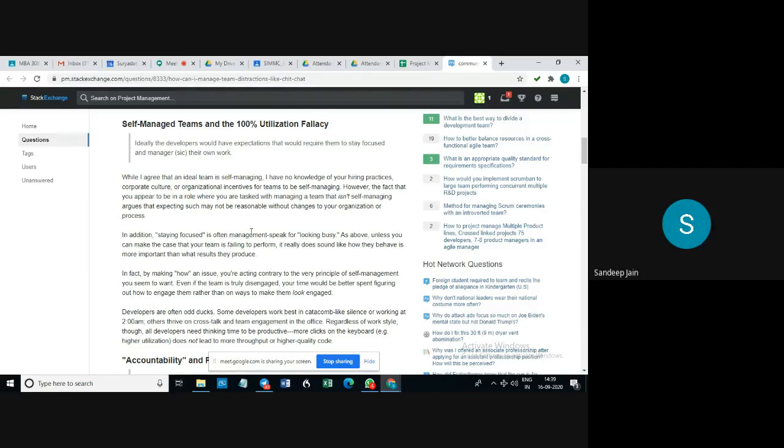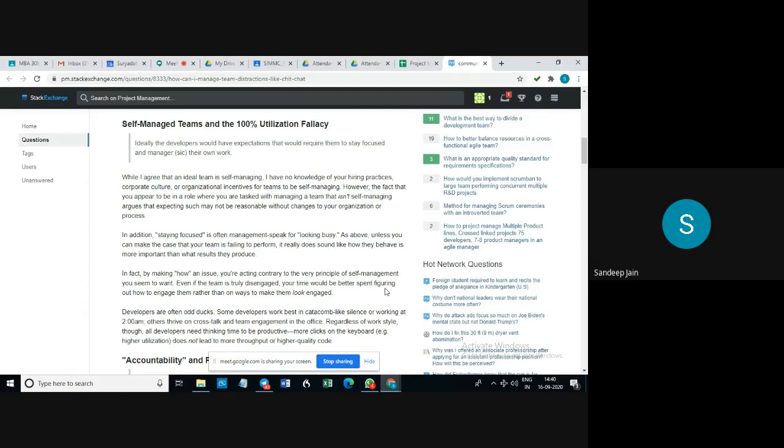Yeah. So one point that he's saying is that if it is a self-managed team, and if they are focused on the work, it doesn't mean they have to look busy. There's a difference between staying focused and looking busy. We can have a team which is cognizant of their targets and their deliverables, and they are accountable, but that does not mean that they have to appear busy. There's a difference between appearing busy and being self-managed.